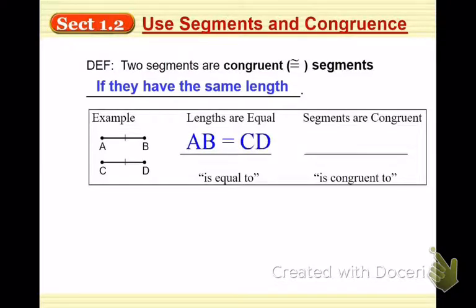So if the lengths are equal, AB and CD are lengths, they're numbers. We can say the numbers are equal. So AB is equal to CD. If we're talking about the segments themselves, AB and CD, then we can talk about segment AB being congruent to segment CD. And there's a difference in the symbols as well. If it's equals, it's just equals. If it's congruent, we use the equal sign with the tilde above it, a squiggly line above it, and that means congruent. This guy right here is your congruent sign.